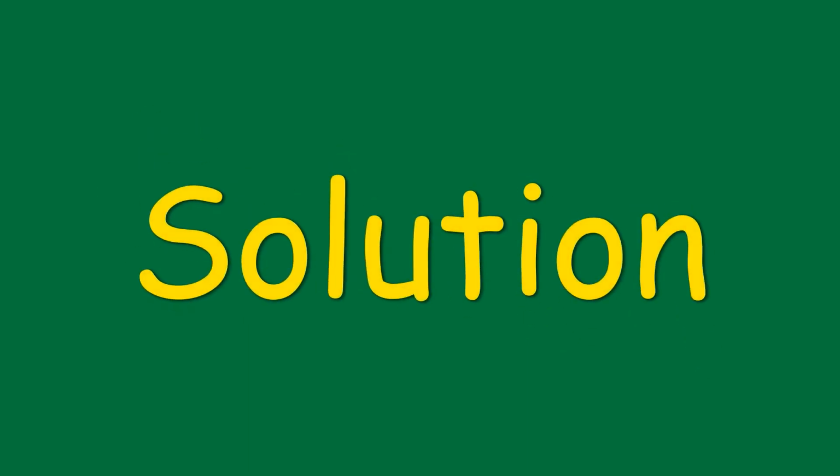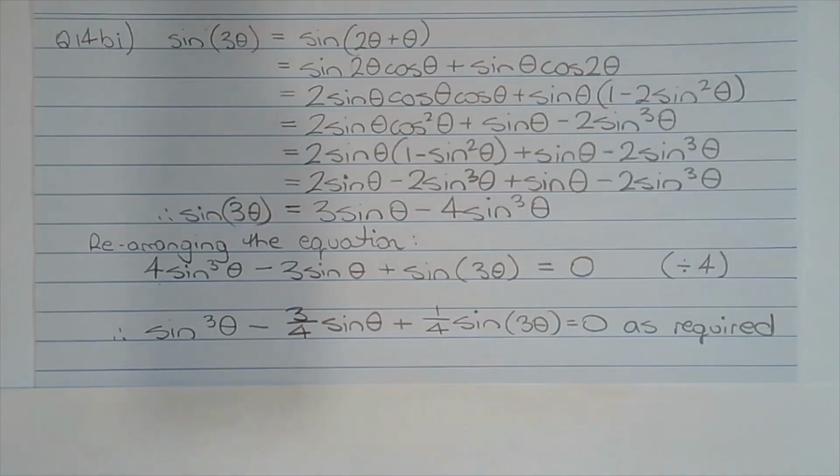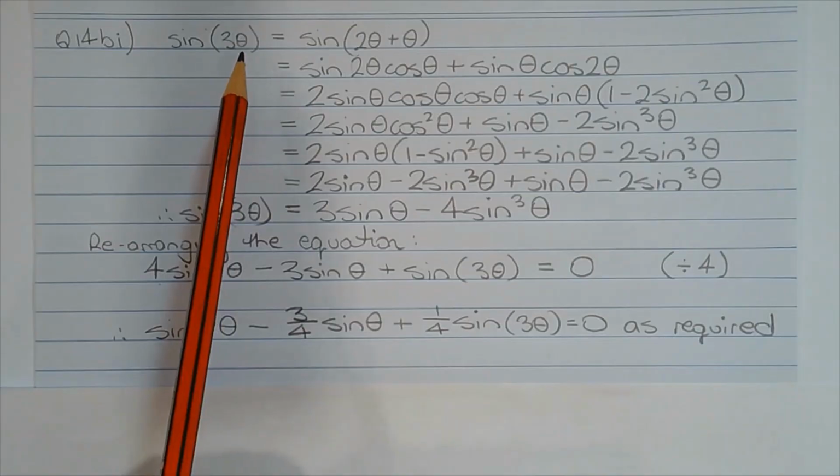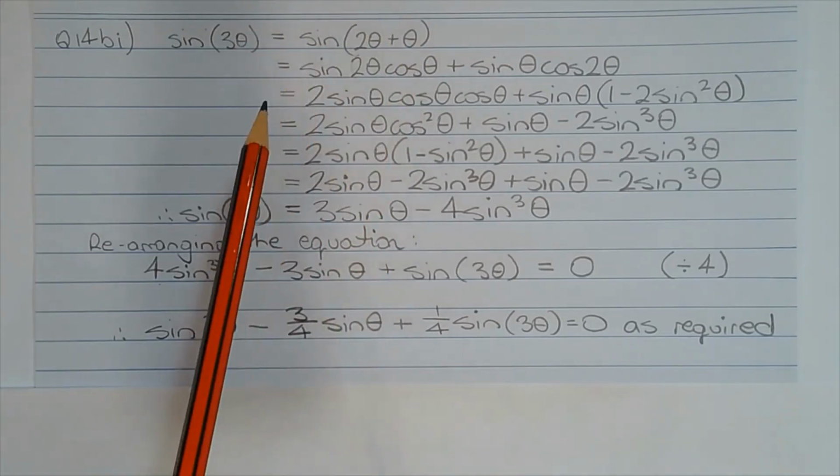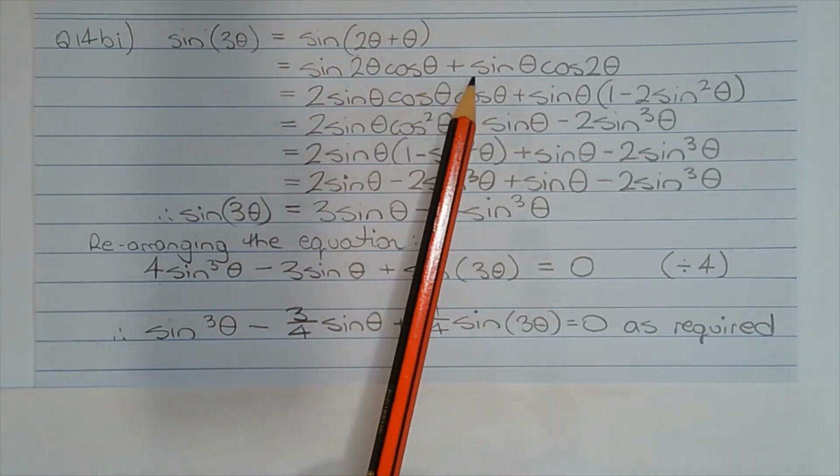Question 14b, Part 1. Show that sine cubed theta minus 3 over 4 sine theta plus sine 3 theta over 4 equals 0. Starting off with sine 3 theta, that can be written as sine of 2 theta plus theta. Then we have the sine of a compound angle, and expanding that, we get sine 2 theta cos theta plus sine theta cos 2 theta.